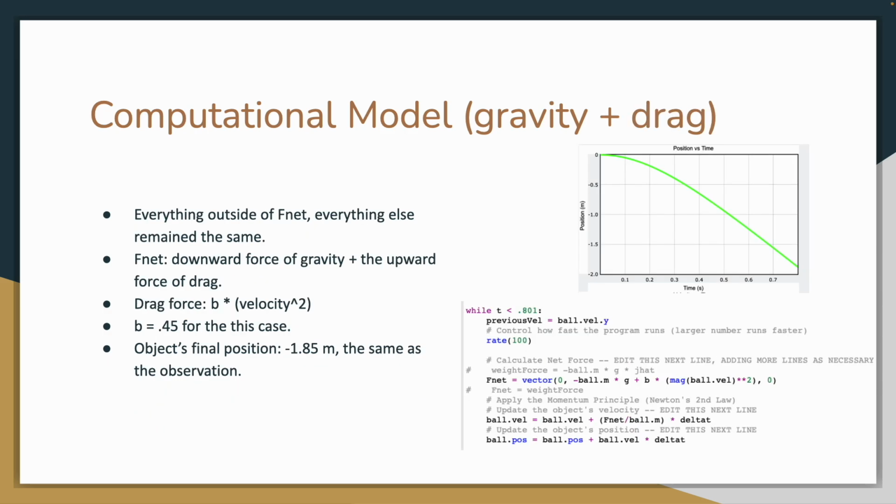Computational model, gravity plus drag. For the program, everything outside of FNet remained the same. FNet for this model was derived from the downward force of gravity plus the upward force of drag. Drag force was determined as b times velocity squared in the upwards direction. B equaled 0.45 as this is what gave me the best results. The object's final position in this model was minus 1.85 meters, almost exactly the same as my observation model.